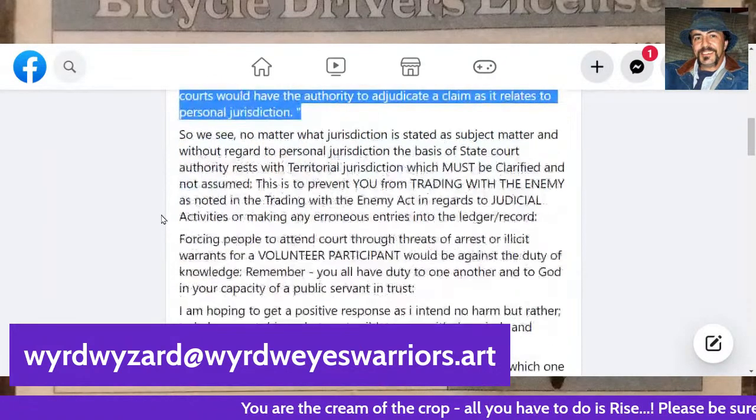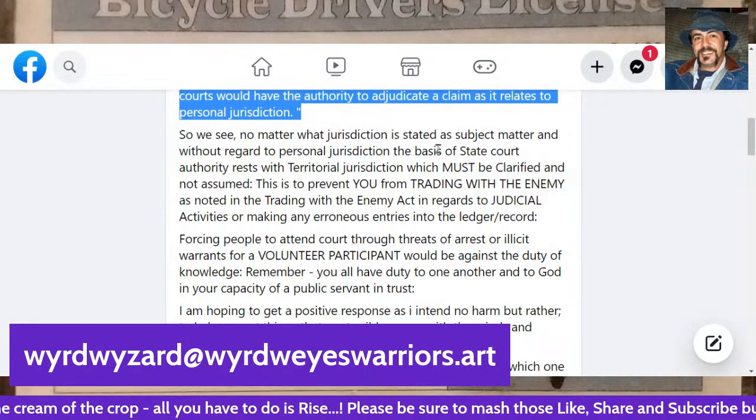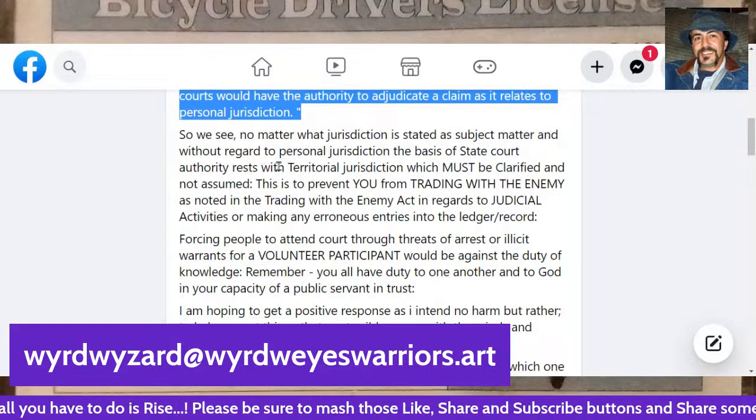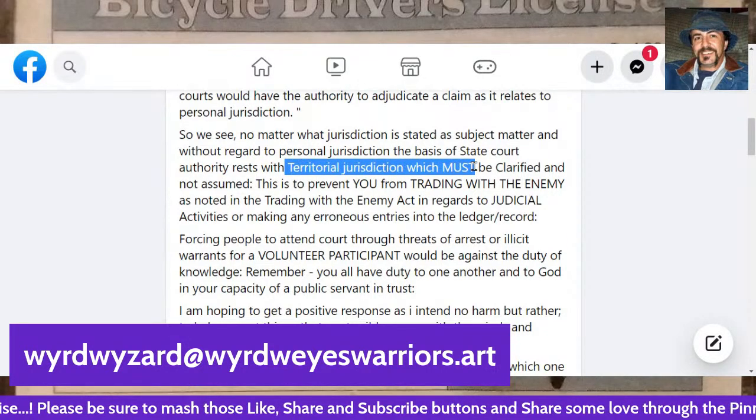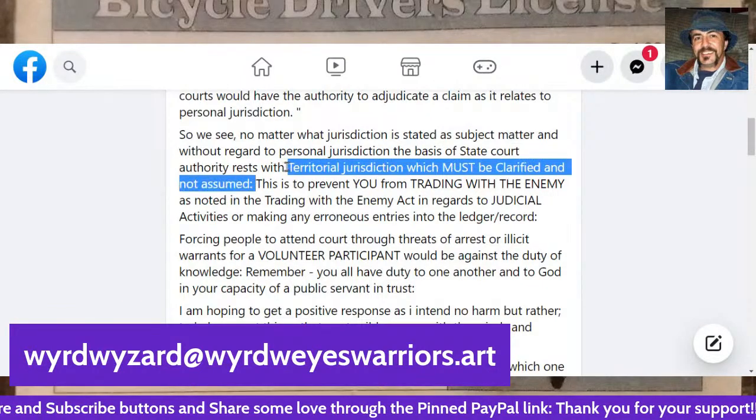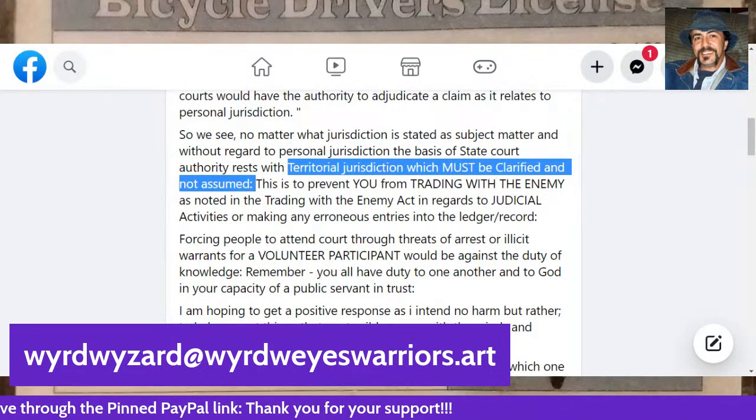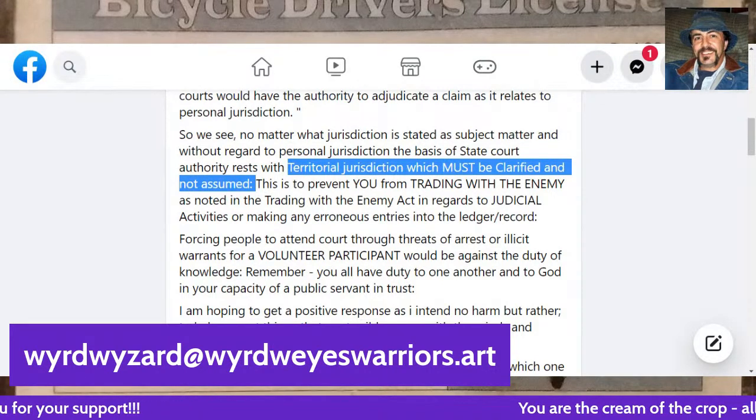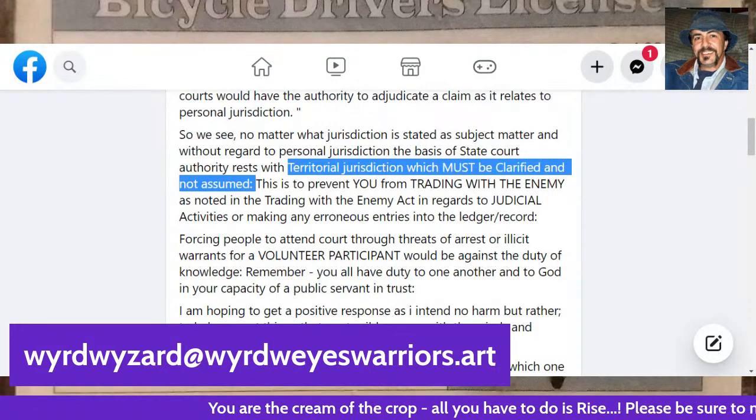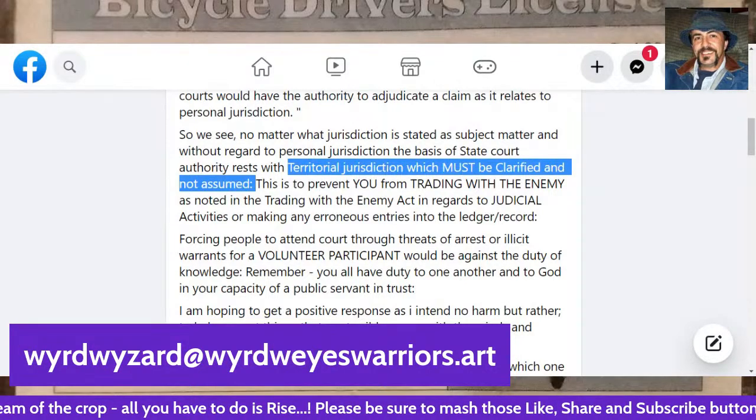So we see, no matter what jurisdiction is stated as subject matter and without regard to personal jurisdiction, the basis of state court authority rests with territorial jurisdiction, which must be clarified and not assumed. Territorial jurisdiction is under U.S. Code 18 U.S.C. 7, special territorial maritime jurisdiction of the United States. And that is the overlay of the legal fiction, which is a presumption that it exists in every state when it doesn't.